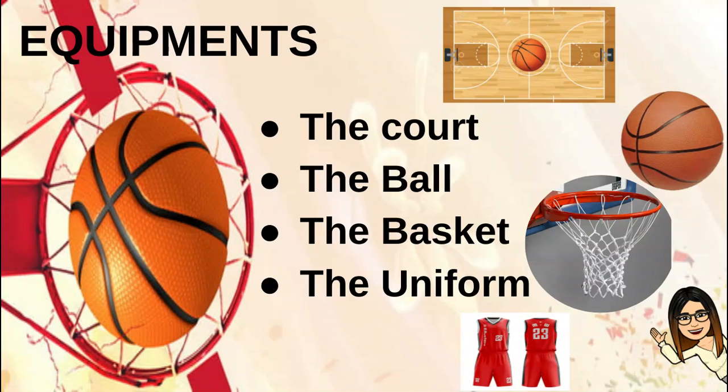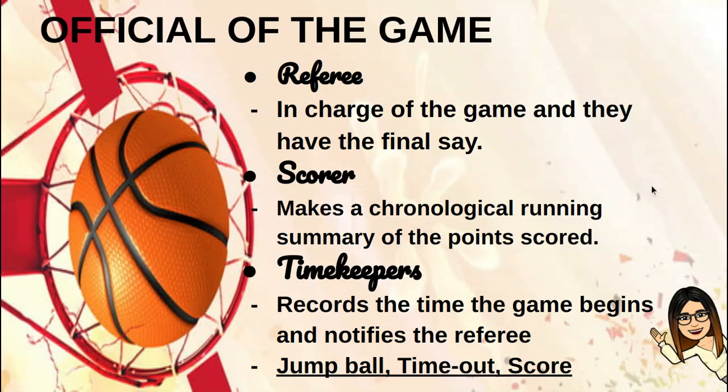Alright? Next, let's proceed to the officials of the game. Now, how to officiate the game? If you are going to be the referee of the game, there are officials, not just one, not just two. There are these three: the referee, the scorer, and the timekeeper. For the referee, class, obviously in charge of the game and they have the final say. They will be the one to tell, oh, foul or penalty, something like that.